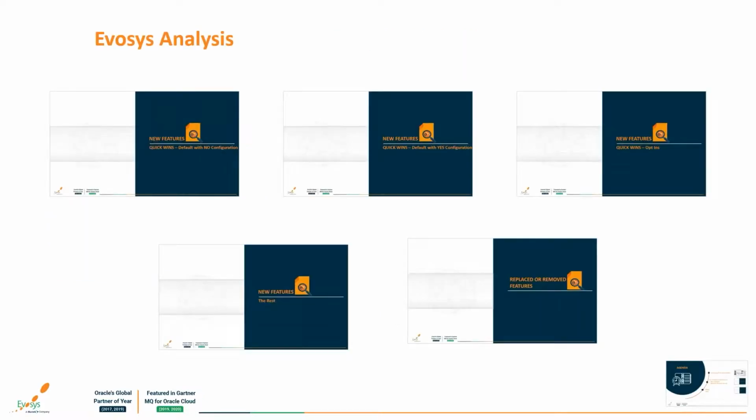Further categorizing them, today's session is going to be about these 5 topics. We are going to categorize these 27 features into 4 different buckets. The first category would be quick wins, default with no configuration. The second set would fall into the category of quick wins, default with configuration changes required. The third category would be quick wins which are opt-ins. And the fourth section is about all the features which are not quick wins. We are also going to talk about any replaced or removed features in 22C.